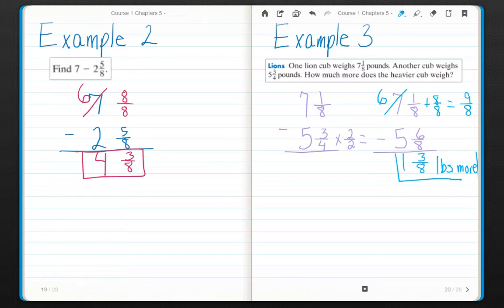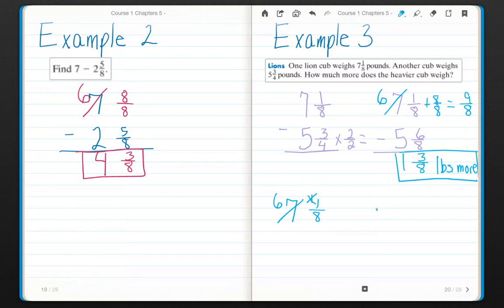Be very careful in your borrowing. You're not borrowing 10. I cannot just put a 1 down here. If I have 1/8 and I borrow, make this a 6, I cannot just add a 1 here and make this 11, because this is not a tens place anymore.